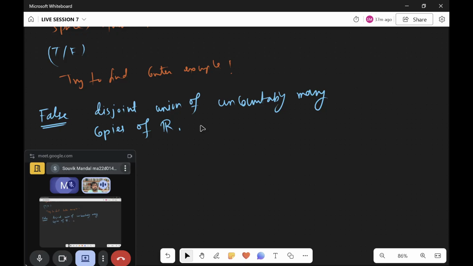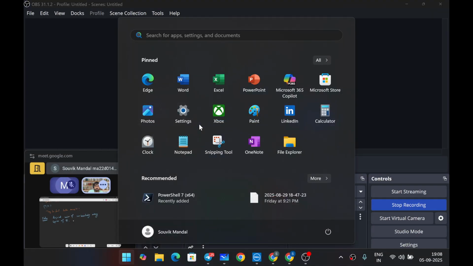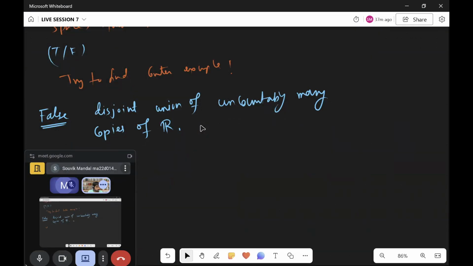The point is that this is metrizable and non-discrete, but it is not second countable. Now think about why this example works.